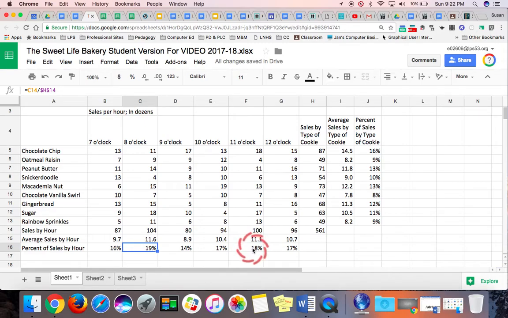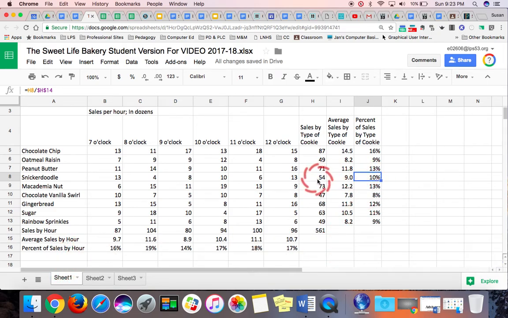Then it's asking what percentage of total cookies sold were snickerdoodles. So we're going to find the snickerdoodle row, which is row 8. And we're going to do percent of sales by type of cookie. This is the same basic formula as what we were doing by percent of sales by hour, but now we're doing it by cookie type.